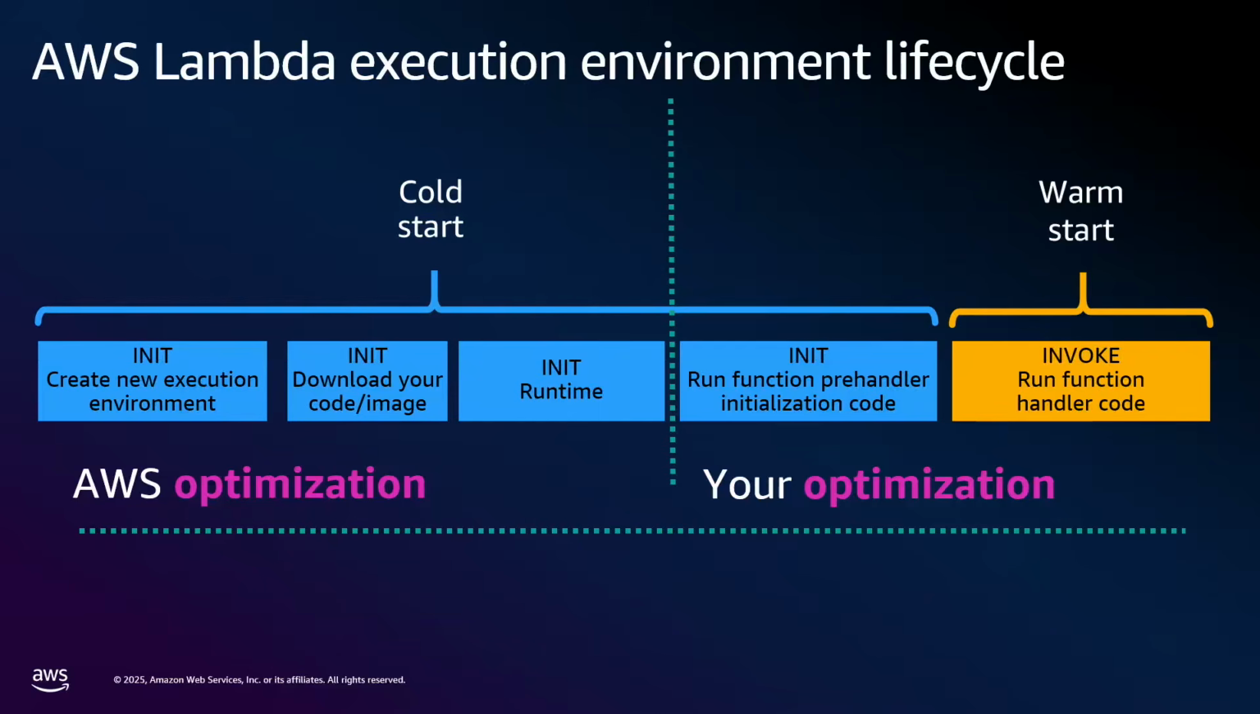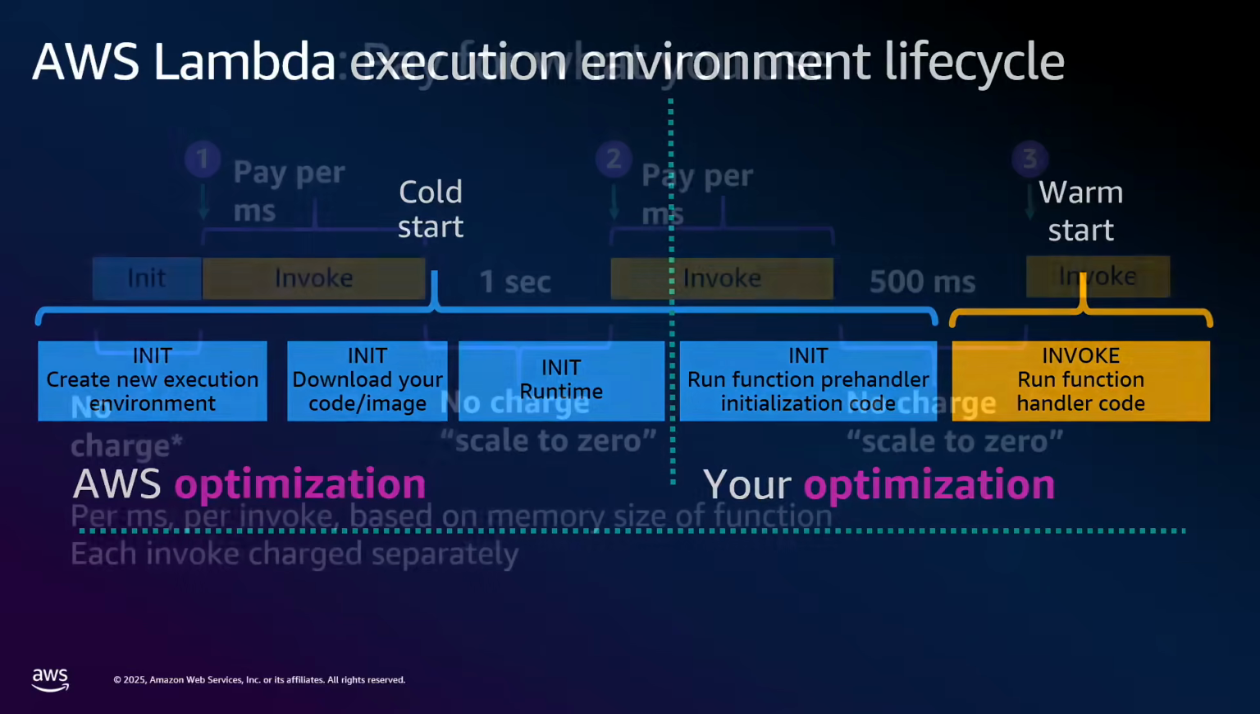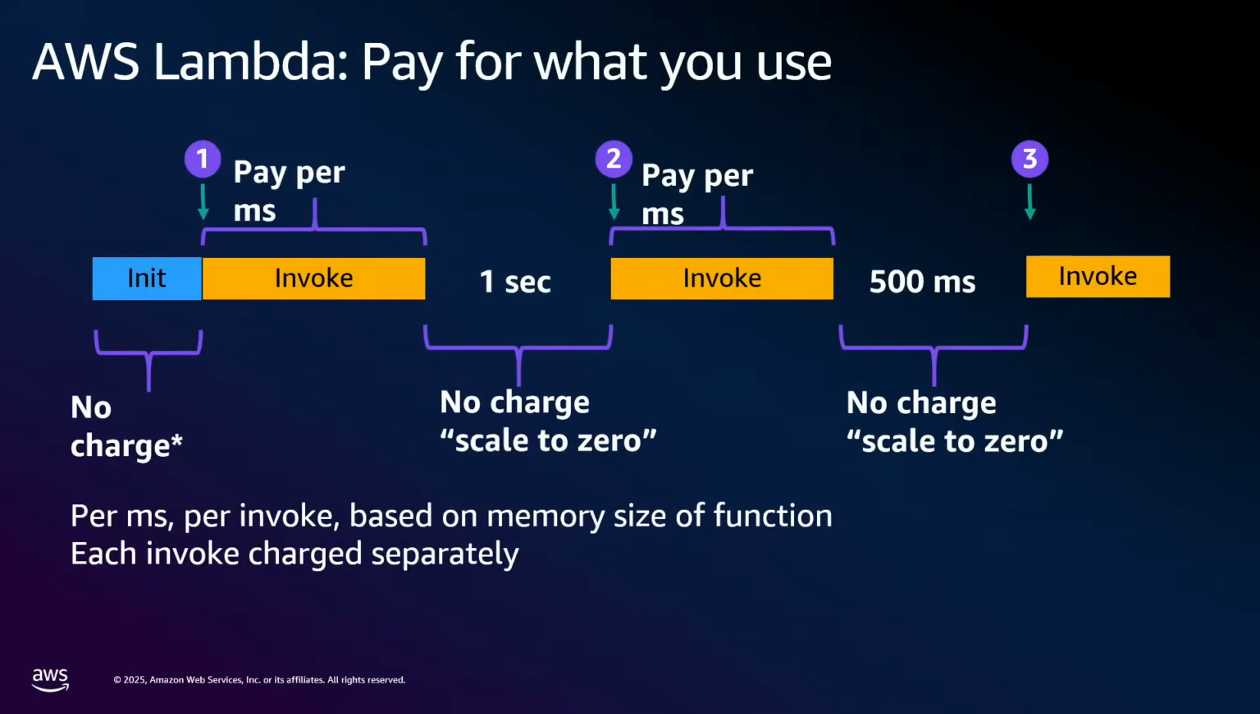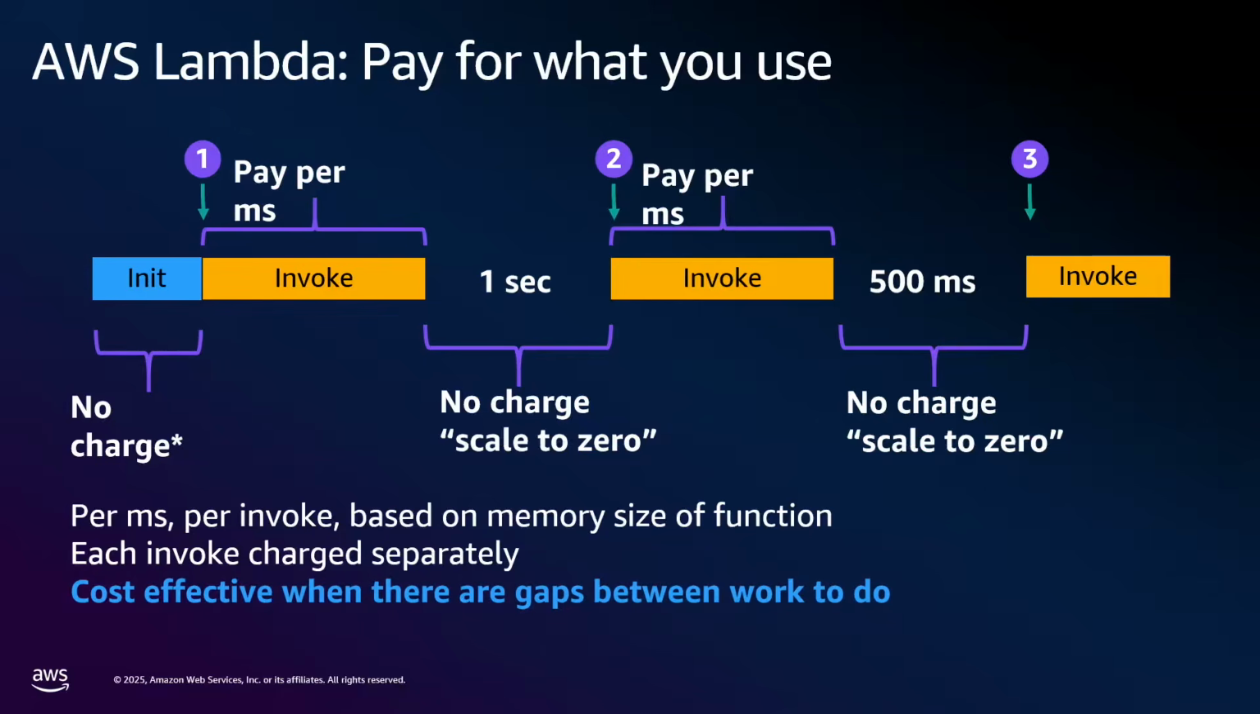Everything up to the runtime initialization, that's on us, AWS, and we've spent years trying to optimize this. We're shaving off millisecond by millisecond, even nanoseconds, to make it faster and faster for you. The Lambda lifecycle explains the cost model. For managed runtimes, you generally pay only per invoke. You pay per millisecond based on the memory size and the duration. And you only pay for init time with container images, OS custom runtimes, or when the init exceeds 10 seconds. So this is cost effective when there is a gap between work to do.